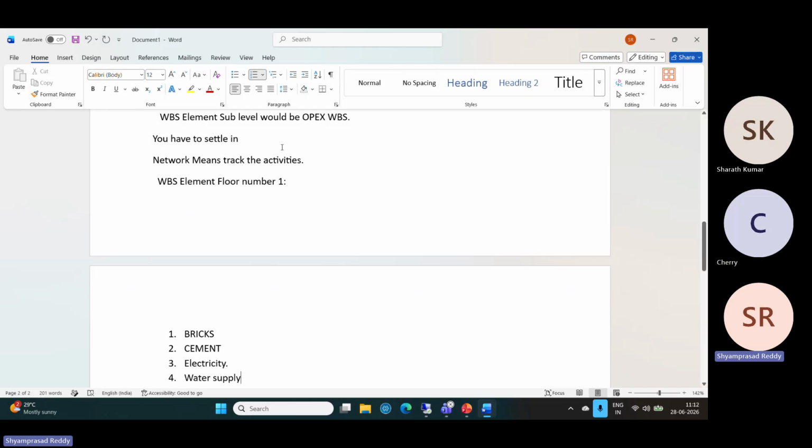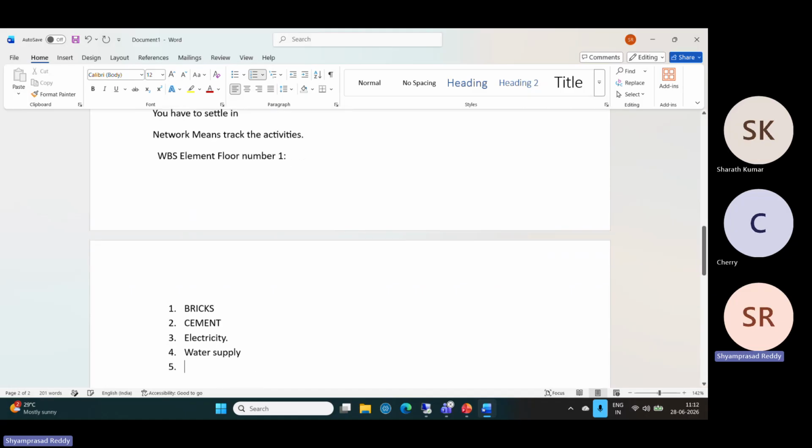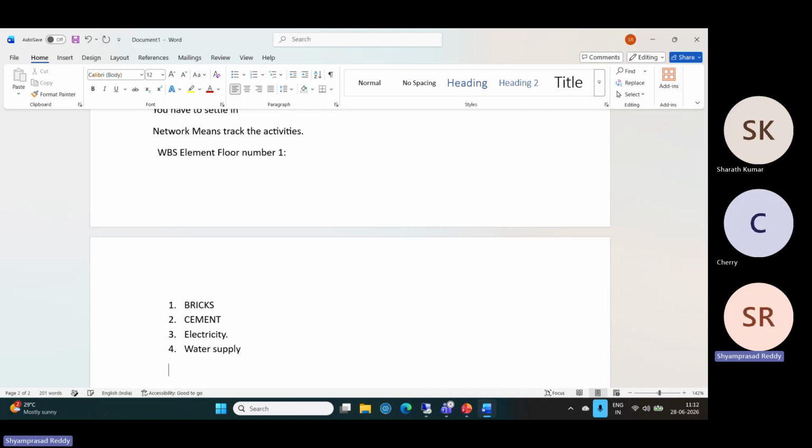Network means it will track the activities. So these are called activities under networks. In the project system we have the WBS projects along with the networks. Under the networks there are confirmation and relationships.